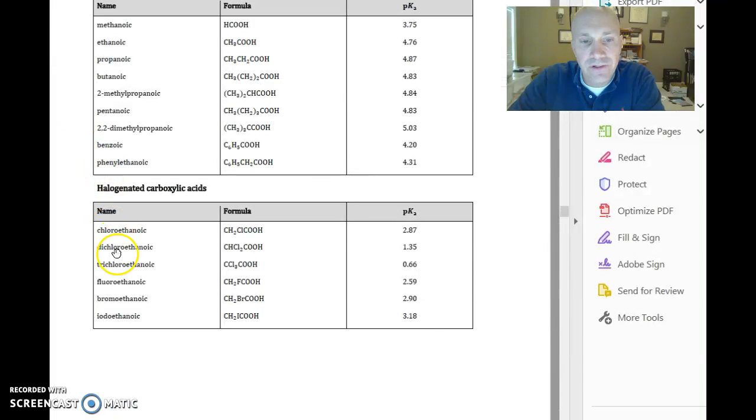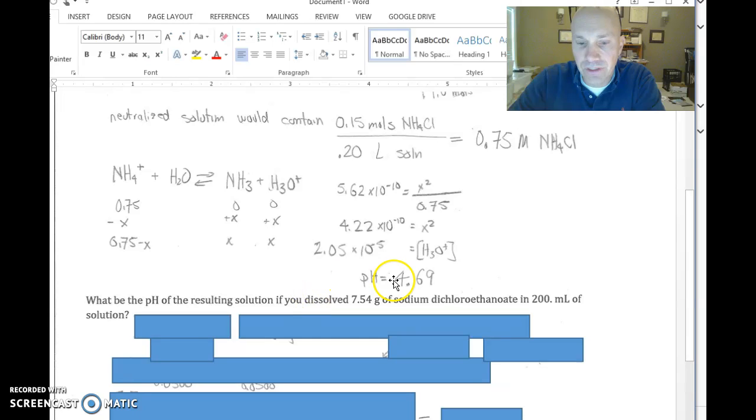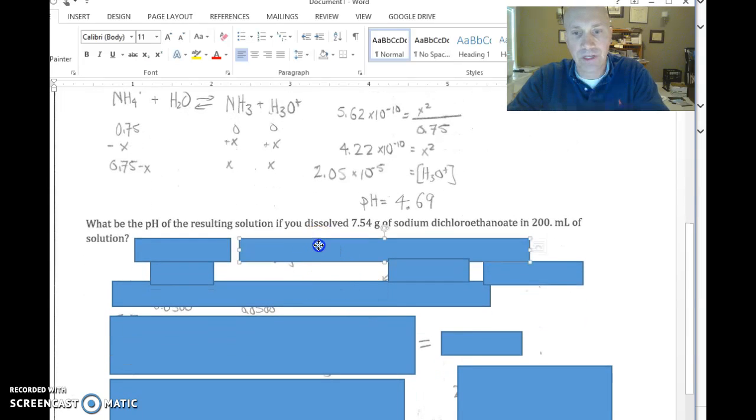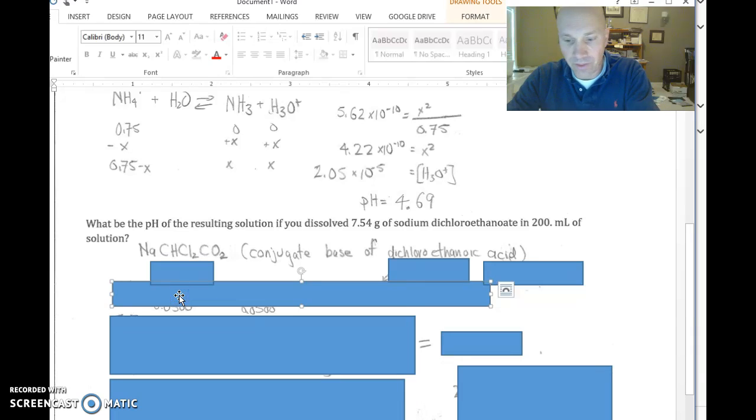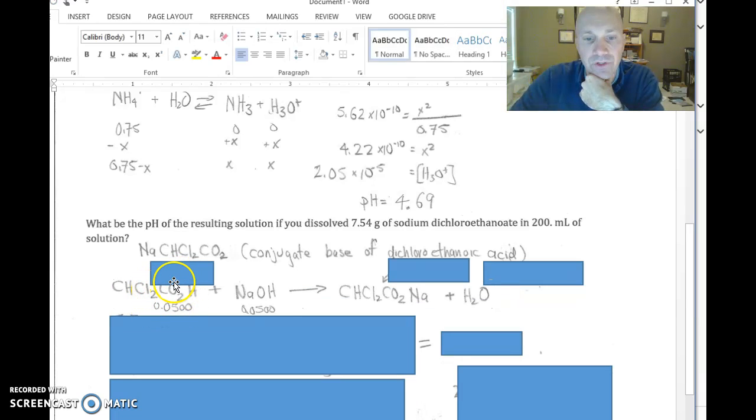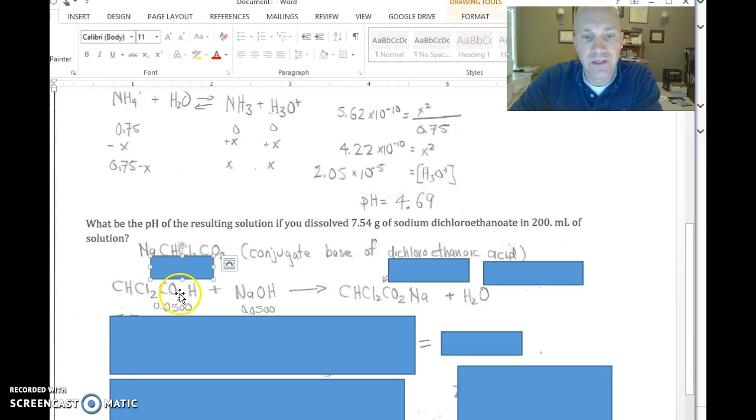And we have dichloroethanoic acid right here, and it gives its pKa. So we should be able to deal with that. So this right here is sodium dichloroethanoate, and that is nothing but something you would get if you took dichloroethanoic acid and reacted it with sodium hydroxide. You would get sodium dichloroethanoate. That's exactly what we have right here.